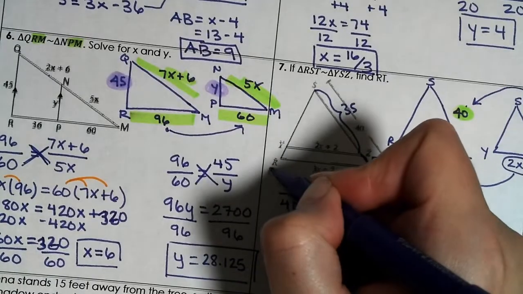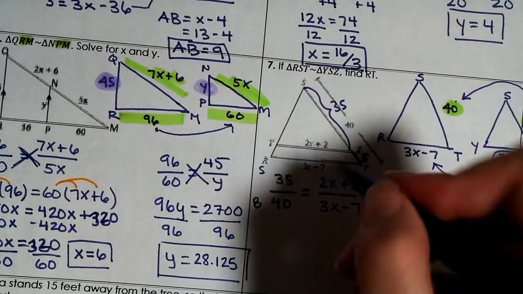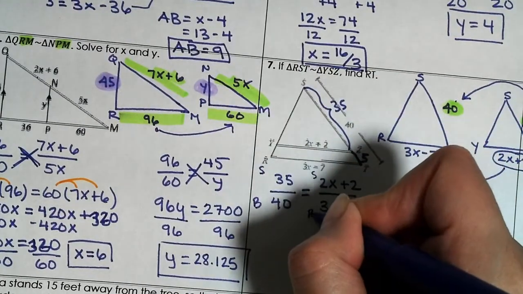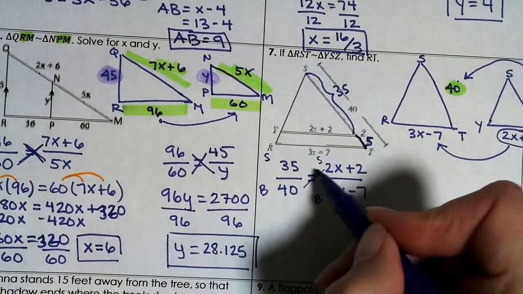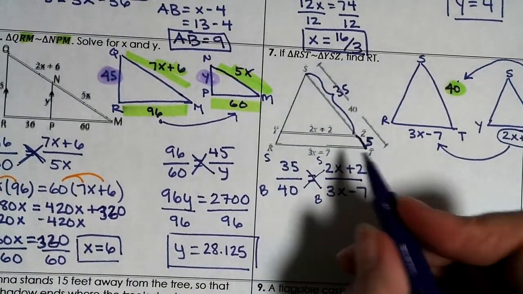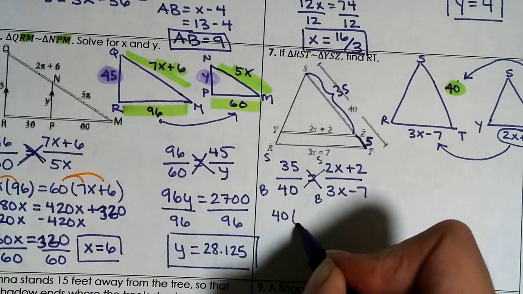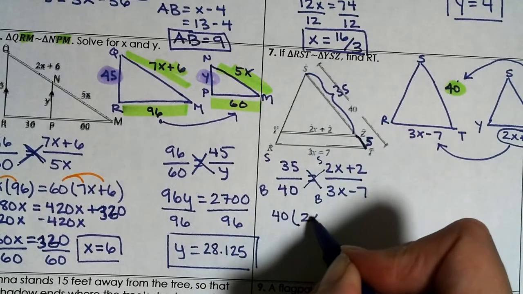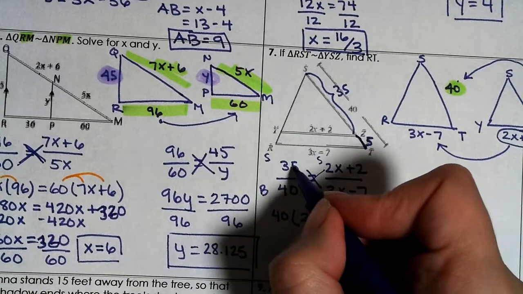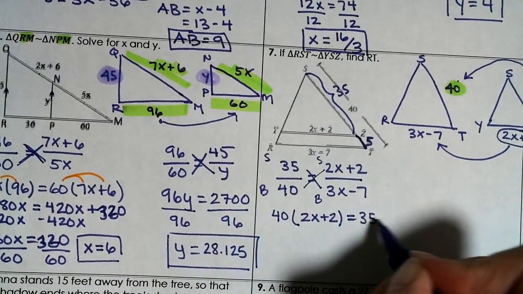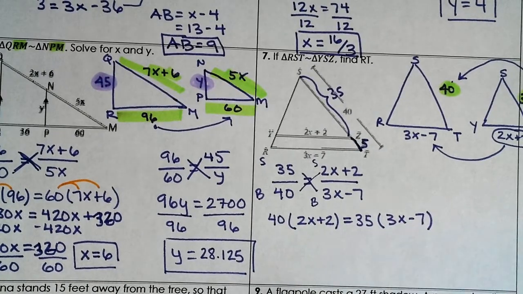So here I have my small triangle on top and my big triangle on the bottom. Okay, my small triangle on top, my big triangle on the bottom. Same thing, cross multiply. So I'm going to do 40 times 2x plus 2. That should be equal to 35 times 3x minus 7.